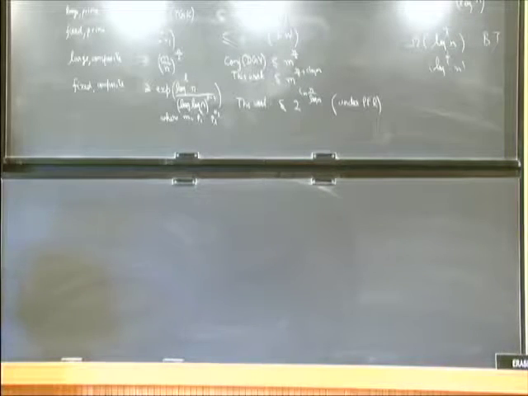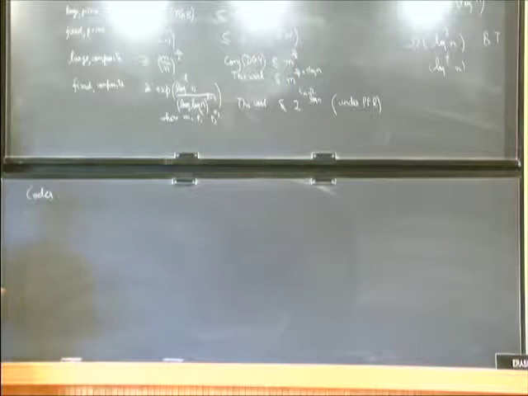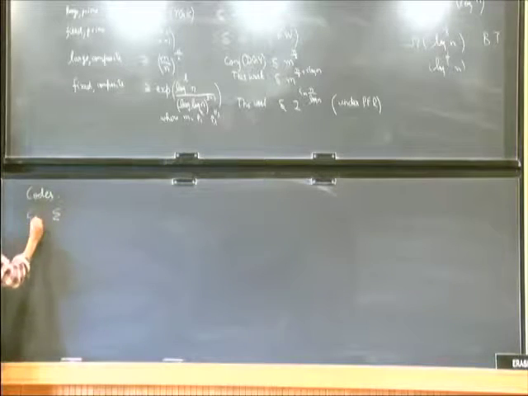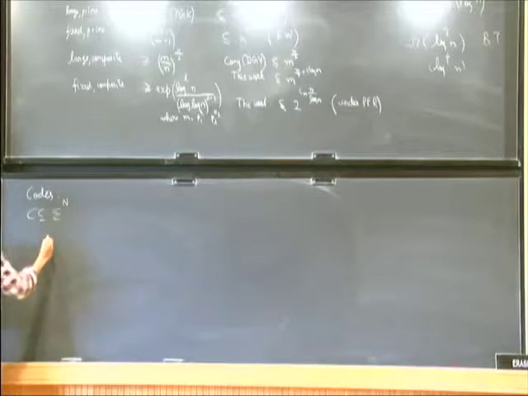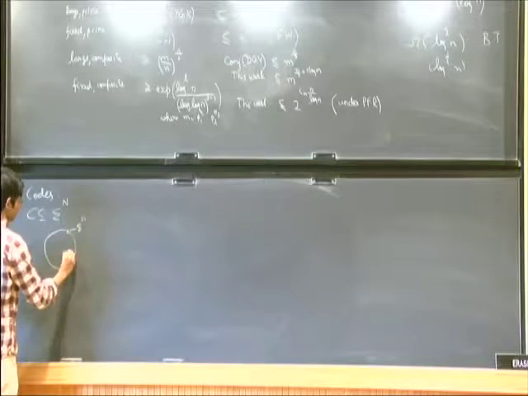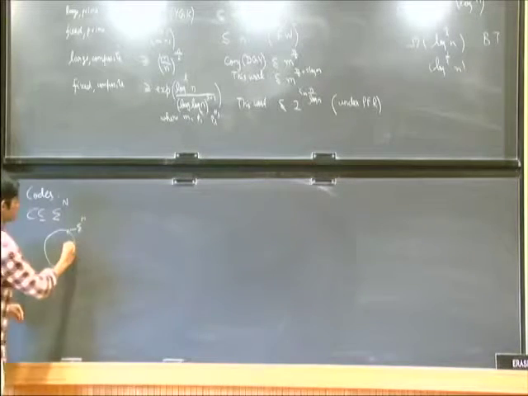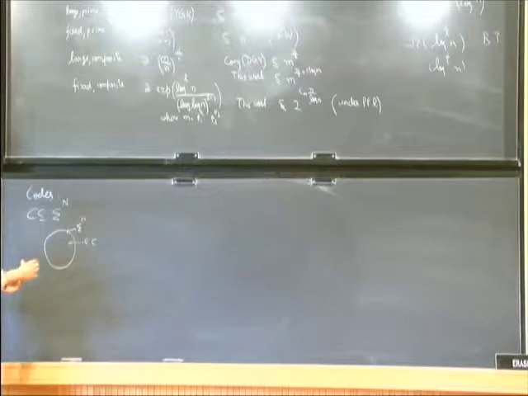Okay. So codes. This shouldn't take much time. So you have an alphabet sigma, and you take any subset in sigma to the n, and this would be a code. So let this be sigma to the n. You want to squeeze in as many code words as you can, so that you maintain the property that any two are sufficiently far apart.